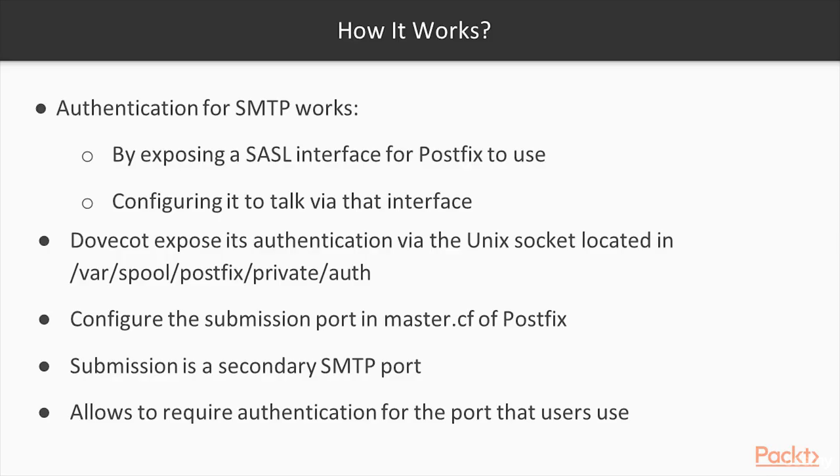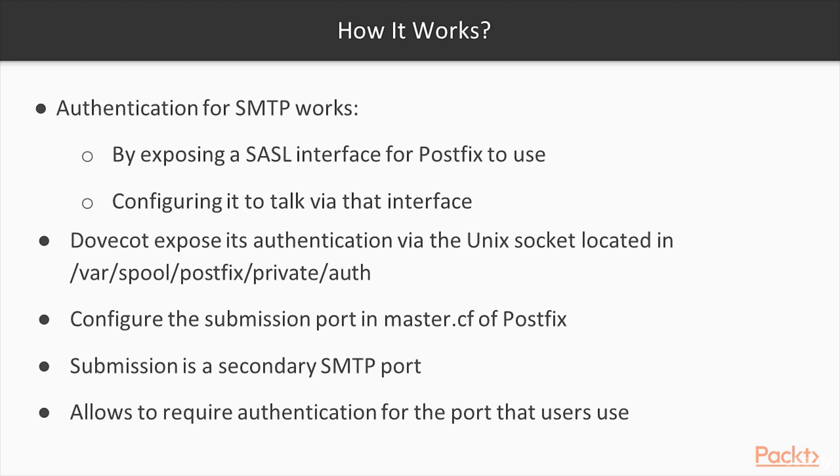Authentication for SMTP works by exposing a SASL interface for Postfix to use and configuring it to talk via the interface. In our case, we have Dovecot expose its authentication via the Unix socket located in /var/spool/postfix/private/auth, which is restricted to the postfix user. Next, we configure the submission port in master.cf of Postfix.